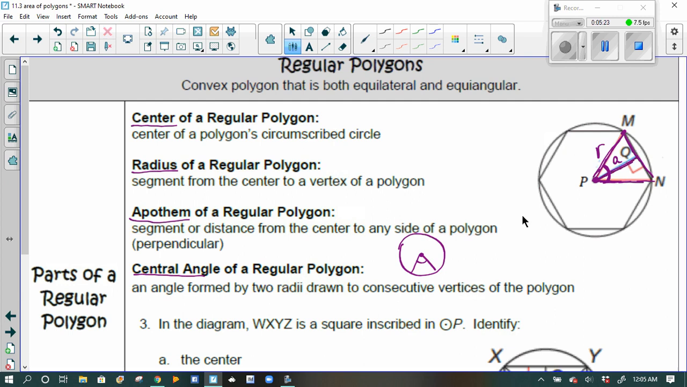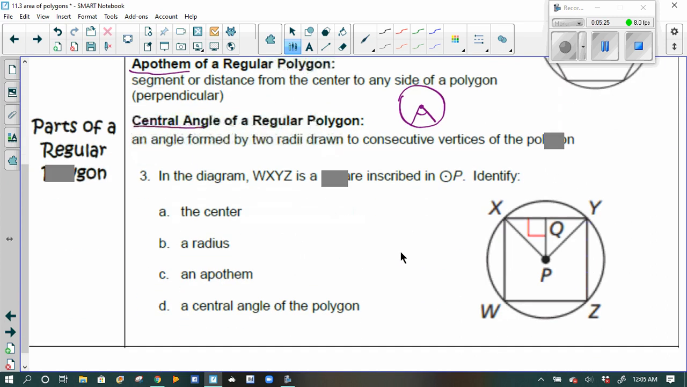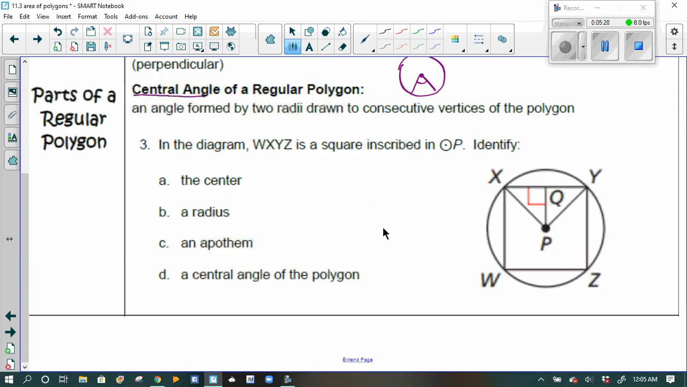Okay, so let's just look at some pieces here in an actual picture and name them. So it says in the diagram, WXYZ is a square. It's inscribed, which means it's inside of a circle. They want us to identify the center. Well, the center is here at P.